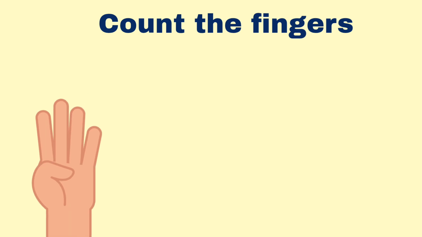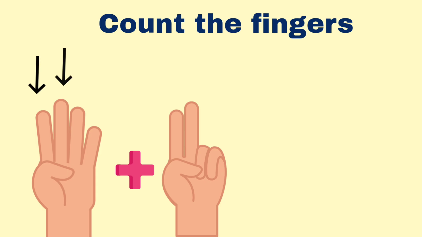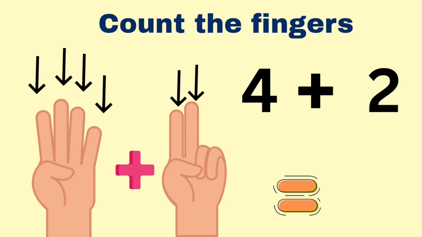Now, let's add with fingers again. First, hold up 4 fingers. Next, hold up 2 fingers. Now, count all the fingers. 1, 2, 3, 4, 5, 6. So, 4 plus 2 equals 6. That's how we do finger addition.